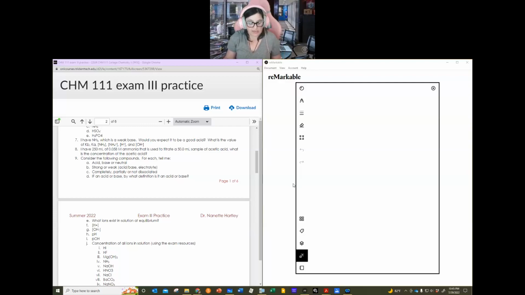This is going to be question 8. Question 8 states: I have 250 milliliters of ammonia, which is 0.58 molar, is used to titrate a 50 milliliter sample of acetic acid. What's the concentration of the acetic acid?